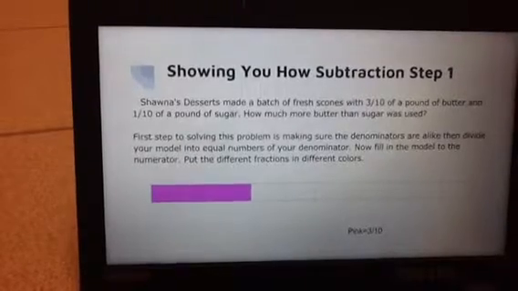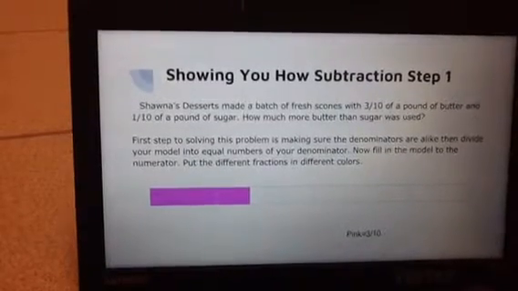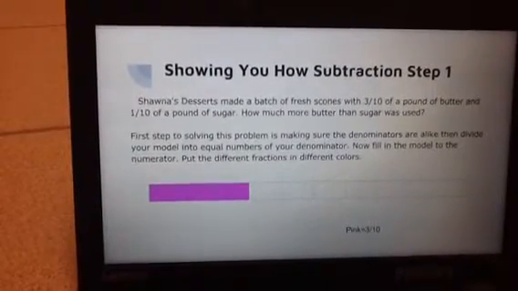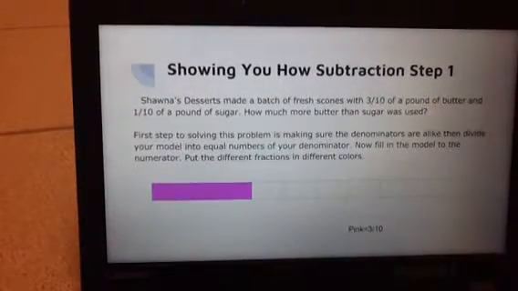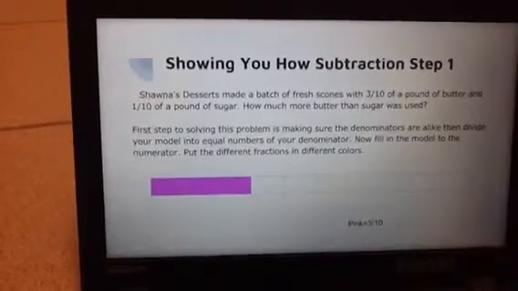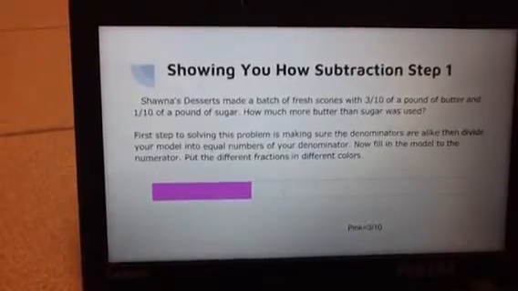First step to solving this problem is making sure the denominators are alike. Then divide your model into equal numbers of your denominator. Now fill in the model to the numerator. Put the different fractions in different colors.